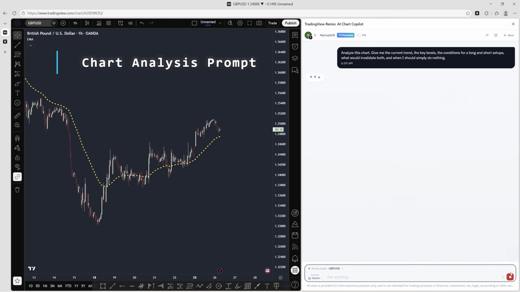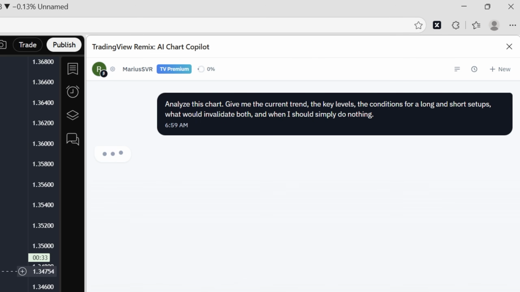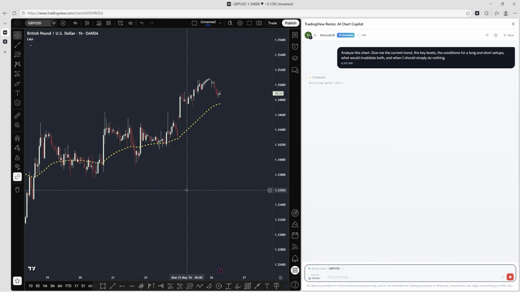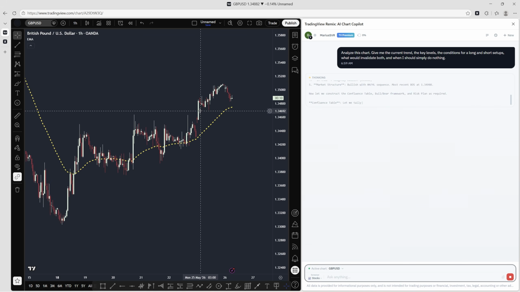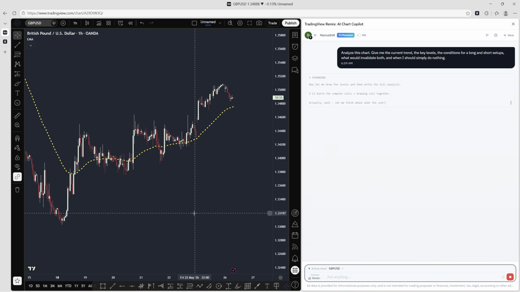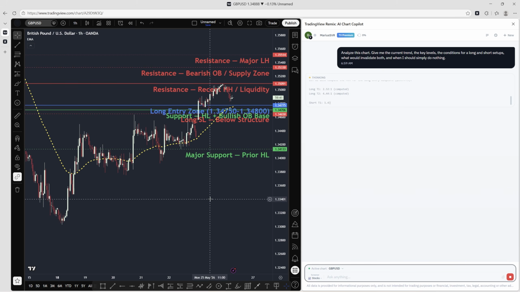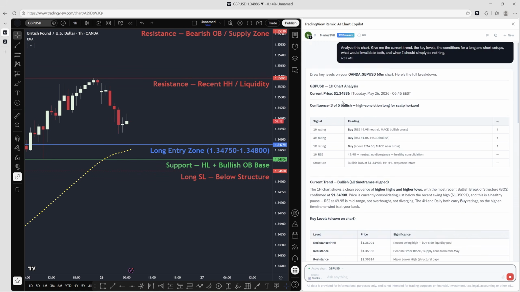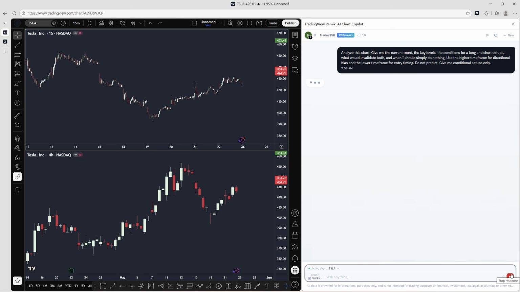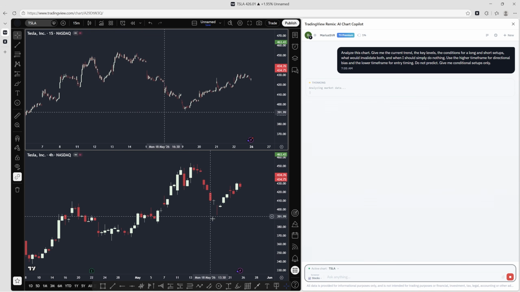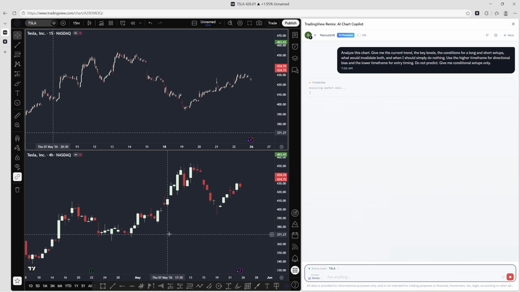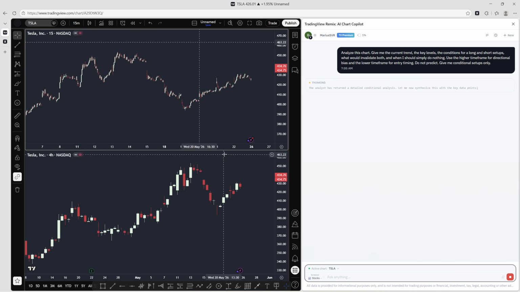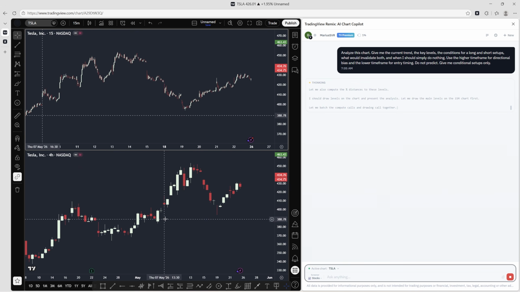What you want instead is something like, analyze this chart. Give me the current trend, the key levels, the conditions for a long and short setups. What would invalidate both, and when I should simply do nothing? That's a completely different question, and you'll get a completely different answer. The best version of that prompt goes one step further. Use the higher time frame for directional bias and the lower time frame for entry timing. Do not predict. Give me conditional setups only. That last part matters. Conditional setups only.